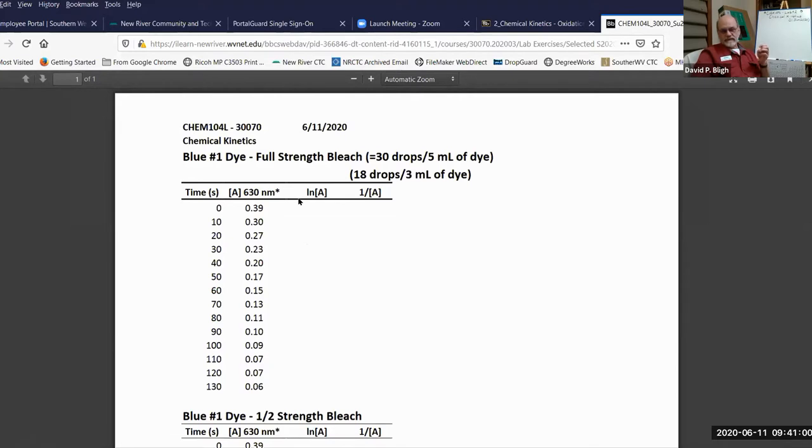I've left you a column here for the natural log and the inverse. From our lecture, you already know that this is the straight concentration, this is the log transformation, and this is the inverse transformation. If you graph each of these against time, you'll get either a 0 order, first order, or second order for that reactant.